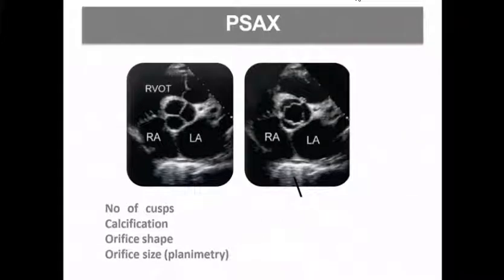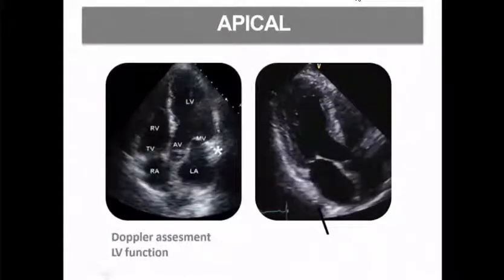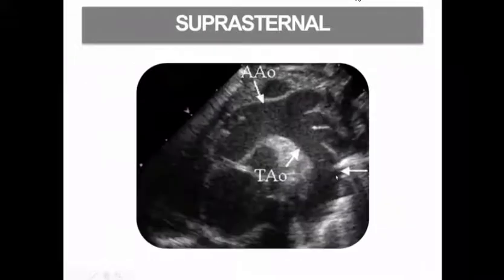Next is the parasternal short axis view, where you see the three cusps. Whenever you mention whether it is a tricuspid or bicuspid aortic valve, you should always look in systole with the valve open, because many times in a bicuspid aortic valve, because of fusion of the raphe, you see a triangular shape, but actually it is a bicuspid valve. So whenever you comment, look at the open valve. Then check the calcification and the area by planimetry. The apical five chamber and three chamber views are two very important views for assessment of the Doppler and the LV function.